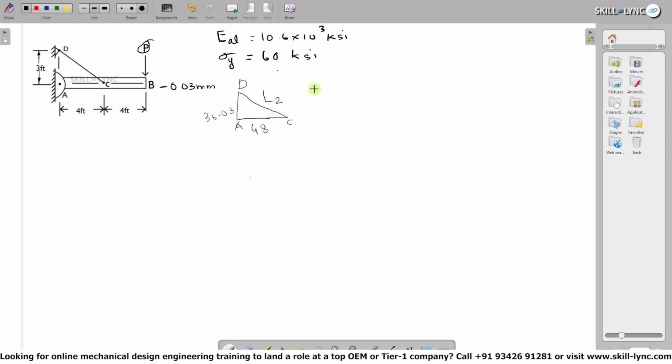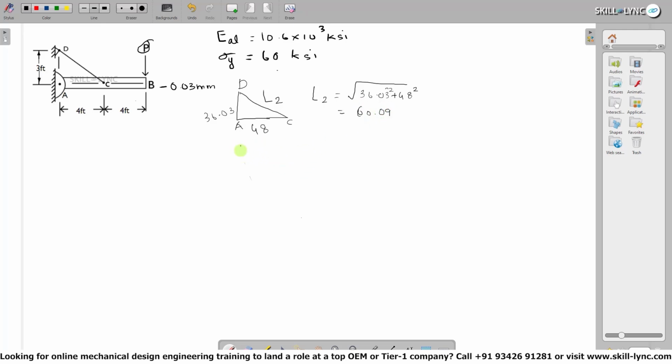Now to find the value of L2, we'll use trigonometry. L2 will be equal to the root of 36.03 the whole square plus 48 the whole square. So therefore we'll get the value of L2, which is 60.09.